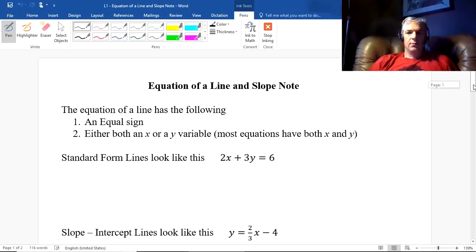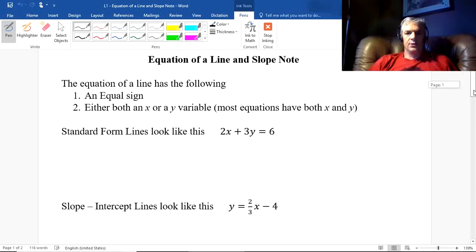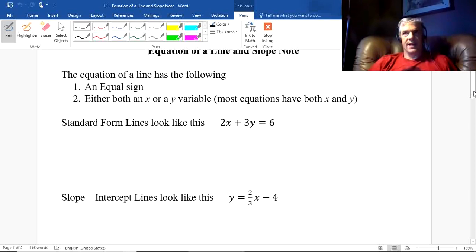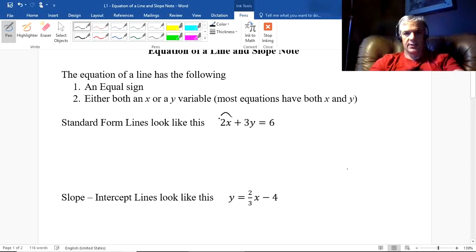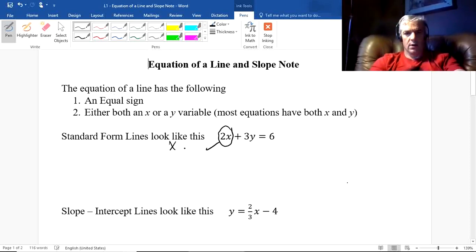All right, so they come in different forms. And the first form that we generally see is what's called standard form. This is like the formal form, like dressing up in your nicest wear. And this is what they look like. It will almost always have an x term, and the x term comes first. So this is what we call our x term.